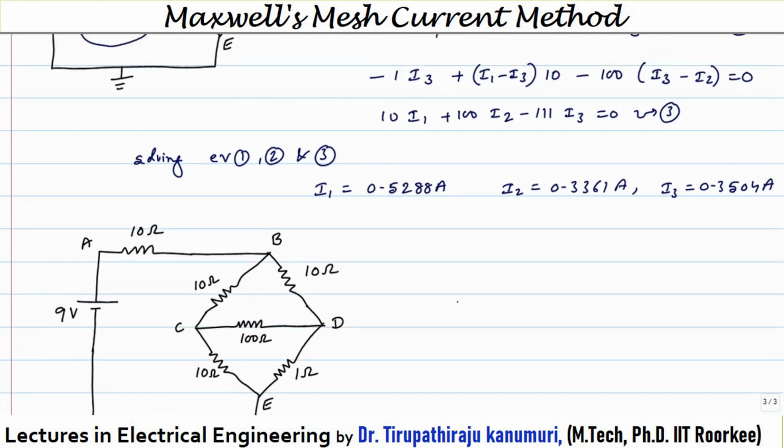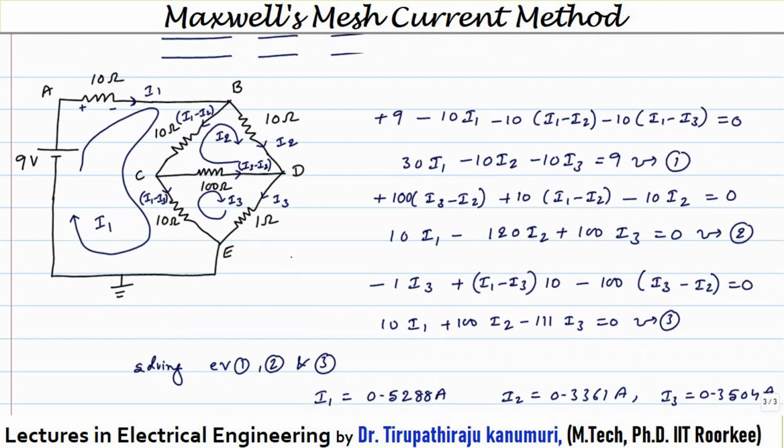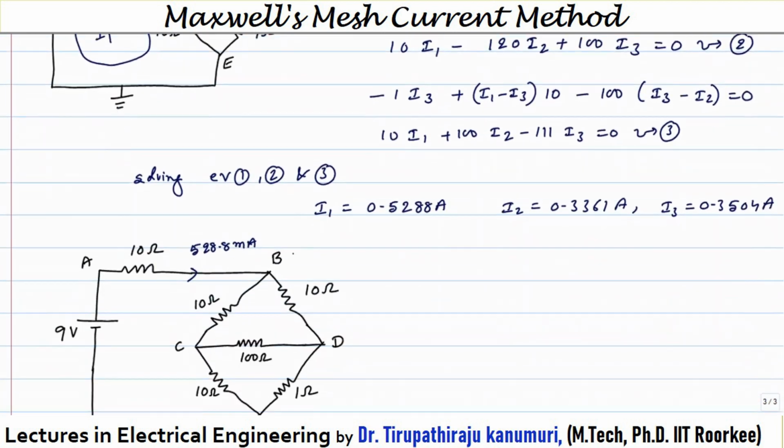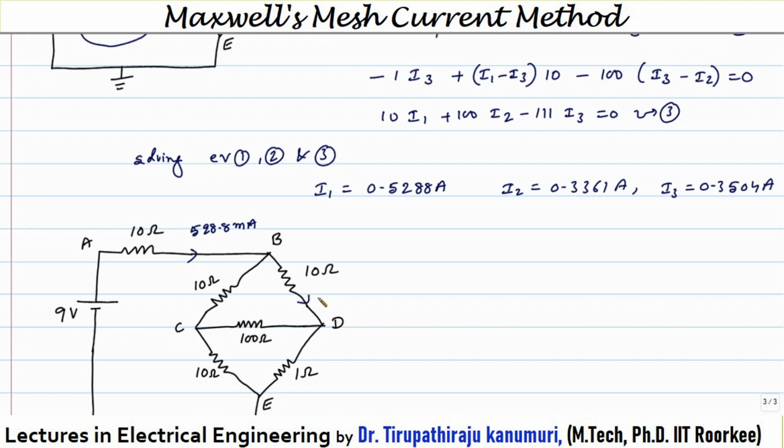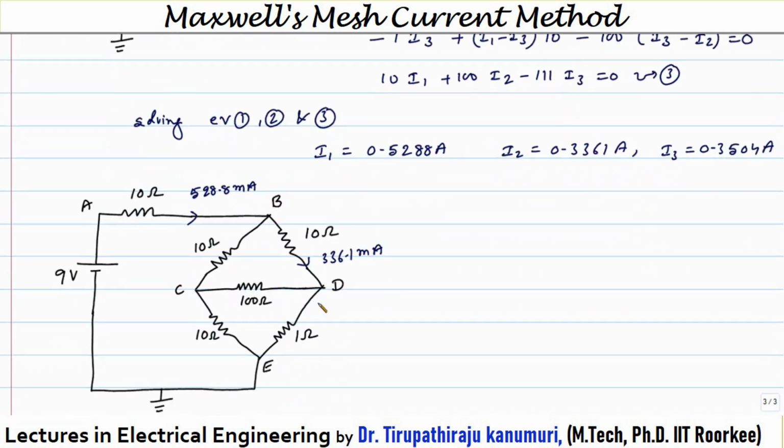So I1 is passing through the 10 ohms. That means through the 10 ohms we can tell this current will be equal to 528.8 milliamperes. Similarly, you can go to the above circuit. I2 is passing through 10 ohms. So through this second 10 ohms, this value will be 336.1 milliamperes. Similarly, I3 is passing through the 1 ohm resistance. So this current will be 0.3504 ampere.